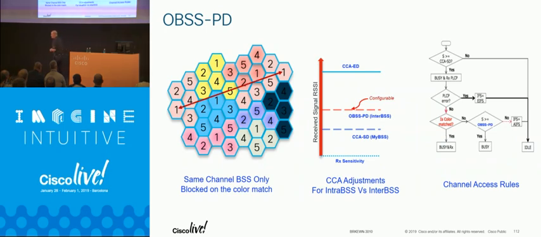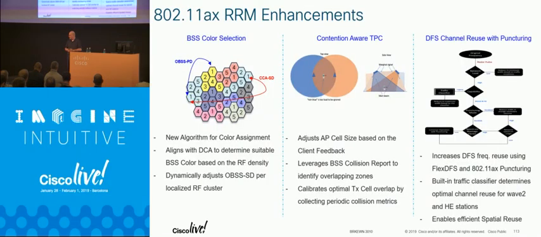So that gives us a couple of challenges and a couple of things to solve in RRM. We've got same channel BSS to contend with. We've got CCA adjustments and channel access rules. So we can enforce all of that from the RRM algorithm between the base stations. So I see a bright future for this.